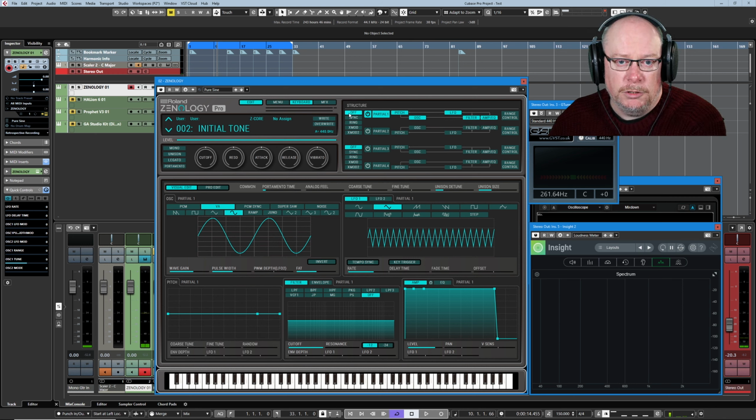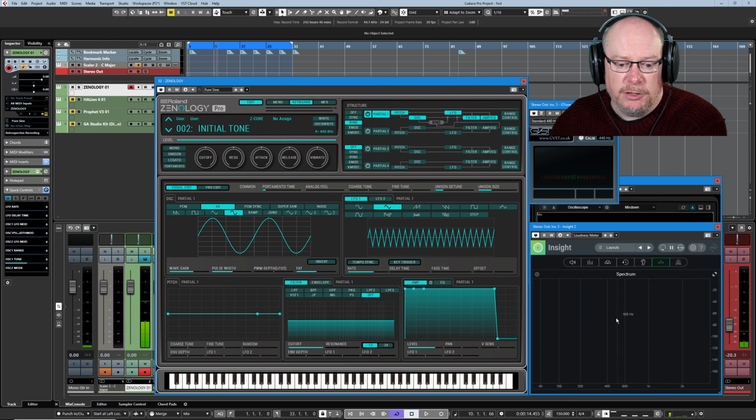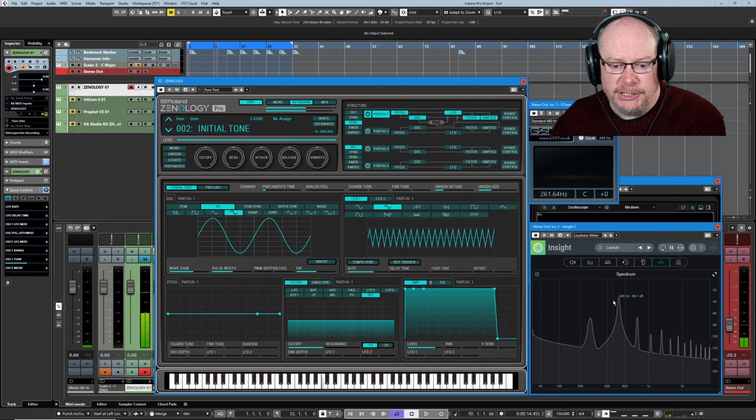With just partial 1 and no ring modulation, you've got a fundamental frequency of 261 Hertz, and here it is, the loudest of the peaks. When I engage ring modulation, the loudest peak is going to be double 261-ish, so somewhere in the region of 523, and there it is.